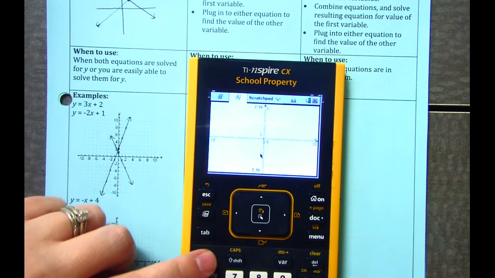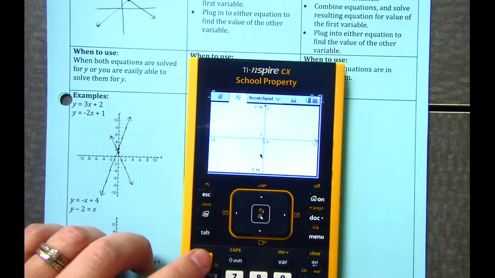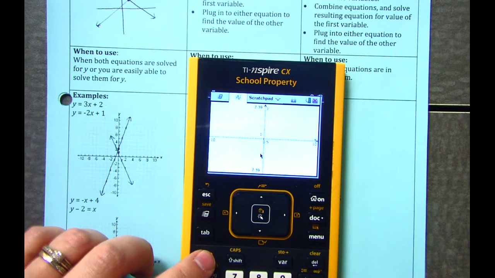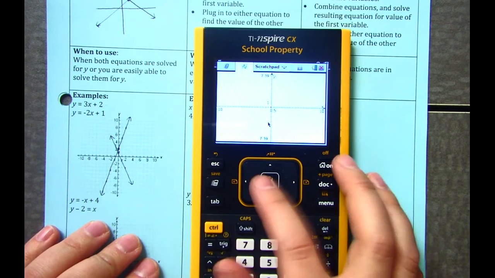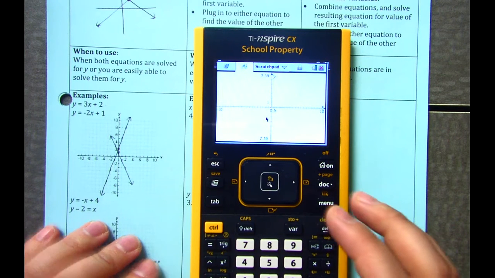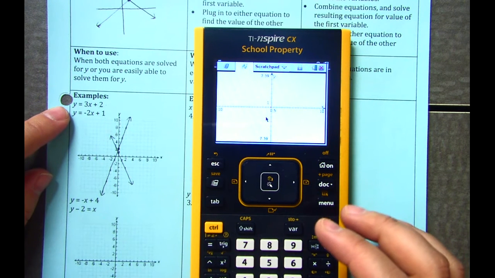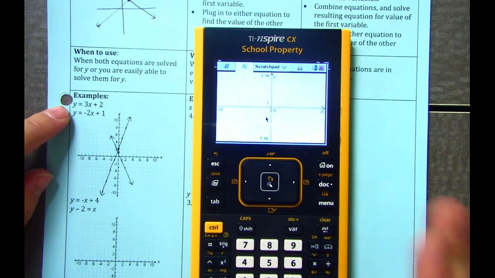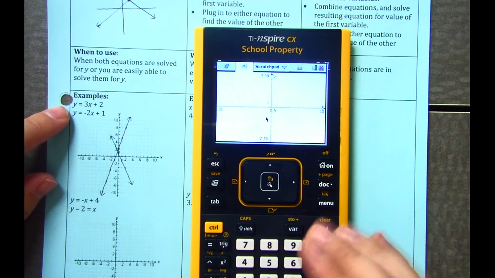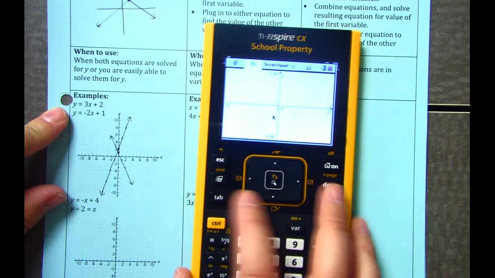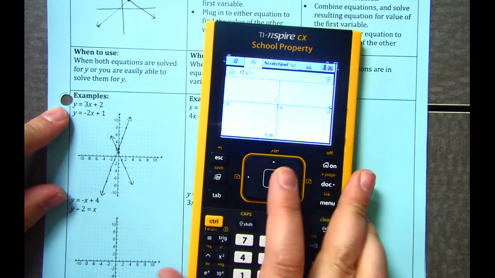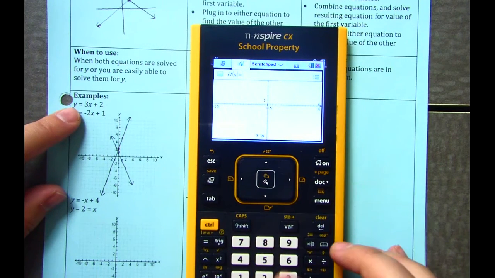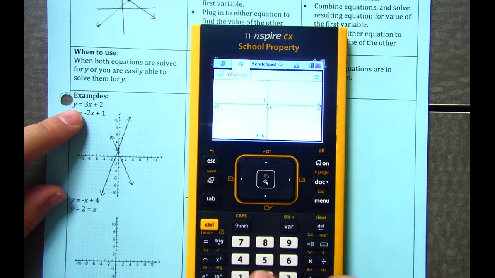Okay, so I changed the brightness on my calculator, so hopefully we can see it more easily. Now, I'm going to graph both of these, and when I graph them, then I can use my calculator to find out exactly what that intersection is. So I'm going to hit Tab to bring the bar up there. I'm going to type in the first equation, which is 3x plus 2.